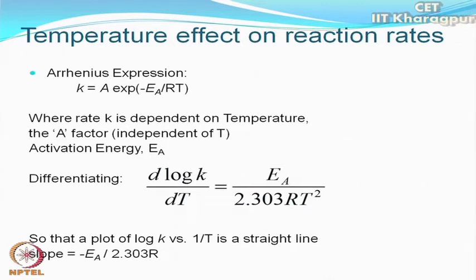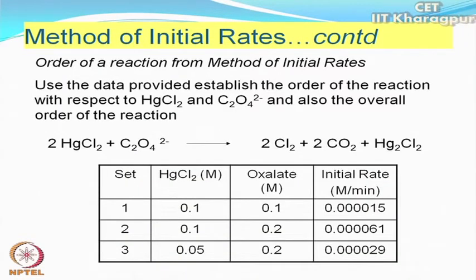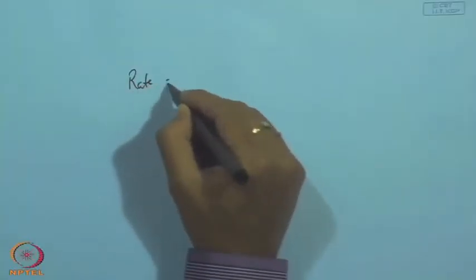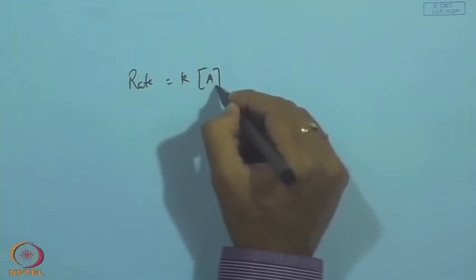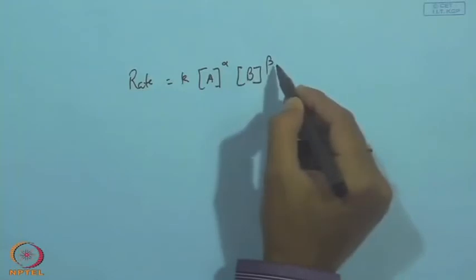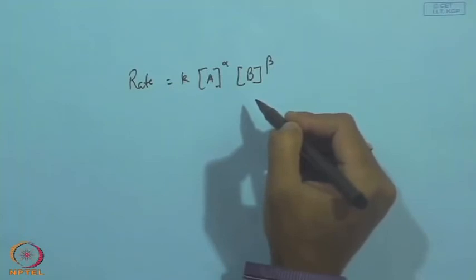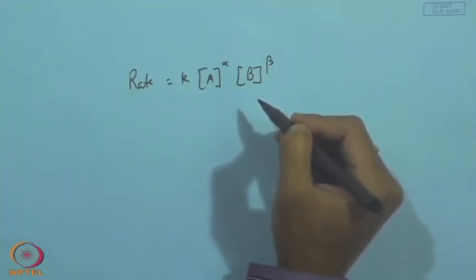Okay. So, what we have learned in this particular part of the discussion is how to use the initial rate method to find out the rate equation, that is, rate equals k into A to the power alpha, B to the power beta. What is the value of alpha and beta, and the overall order of the reaction, you can find by making use of the initial rate method.